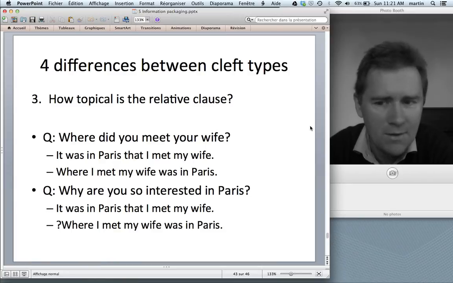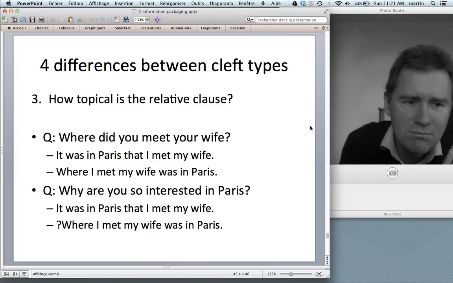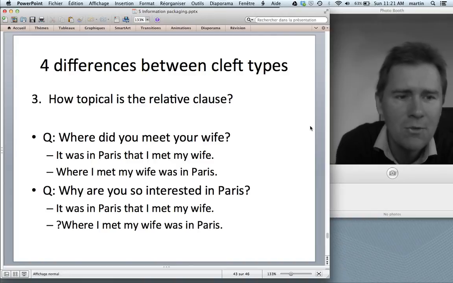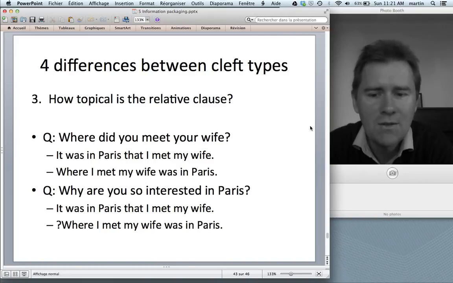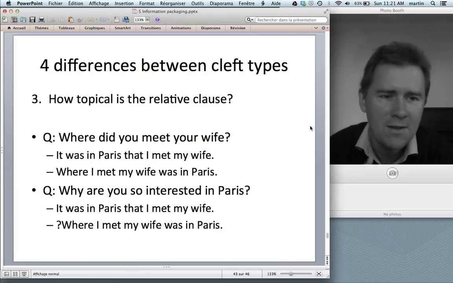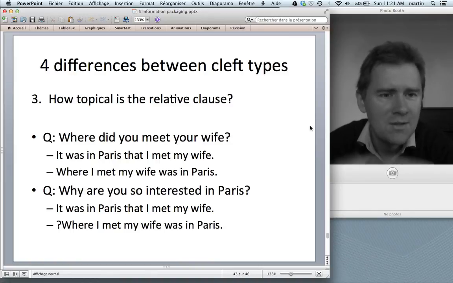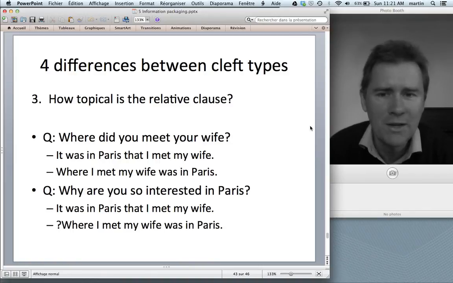So it seems that there is a difference between IT clefts and WH clefts in that IT clefts allow you to smuggle in a non-topical element through the relative clause, whereas in WH clefts, the stuff that you present in the relative clause needs to be topical already. You can't just create new topics with WH clefts.